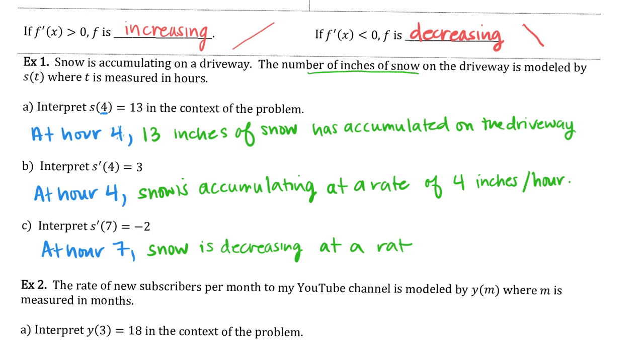at a rate of, and we're not going to say -2 because we said it was decreasing. So it's going to be at a rate of 2 inches per hour. It's decreasing. When you're interpreting it, you don't put the negative. You always describe what the negative means. So this negative meant that the snow was decreasing, as opposed to the positive meaning it was accumulating.